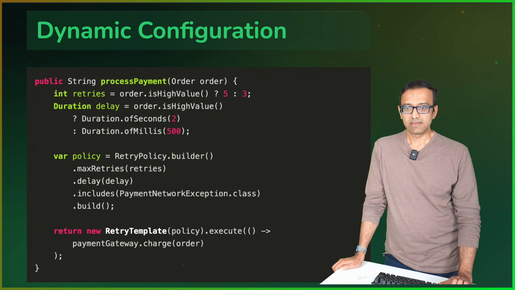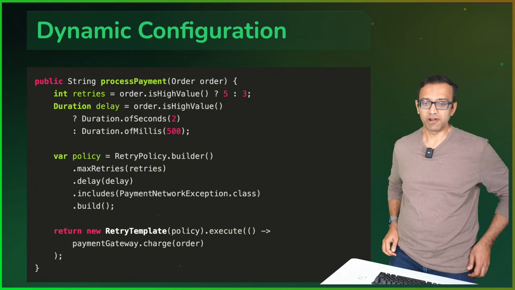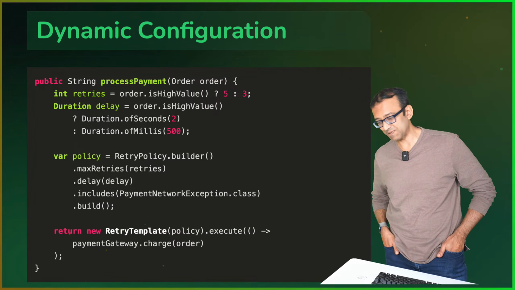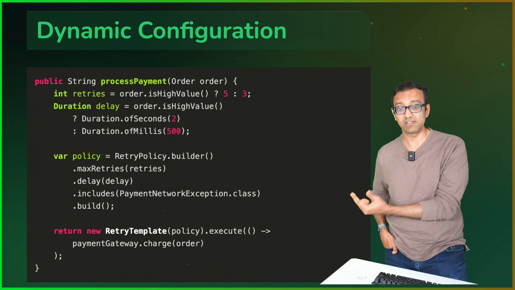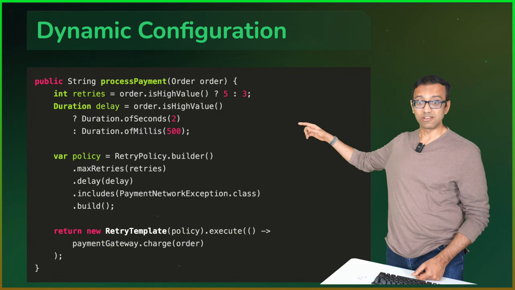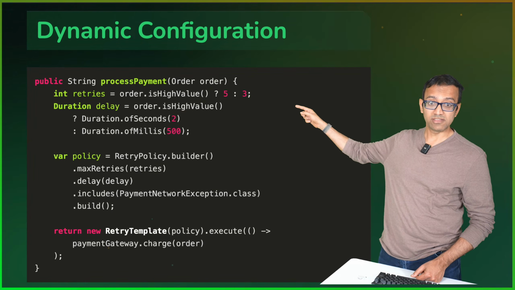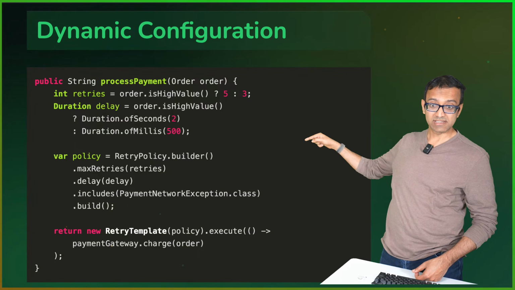And here is the dynamic configuration where you can pass in different values. We talked about how configuration is static with the annotation. You can use Spring expression language and all that, but still when it's compiled, it is just one value for the method. Here, you see this, it's looking at the order, and saying, is it high value or not? Depending on the value, it's configuring how many retries need to happen. The method executes and it's going to retry.